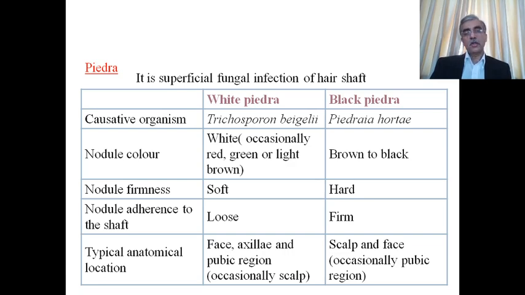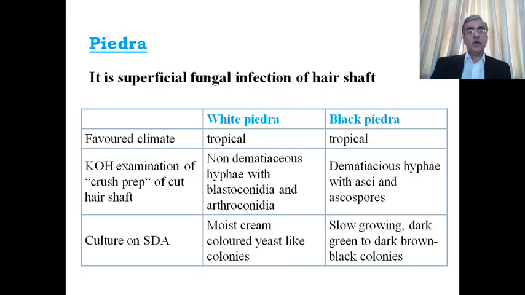The firmness of the nodule is soft in white piedra, whereas it is hard in black piedra, and nodule adherence to the shaft is loose in white piedra and it is firm in black piedra. And the typical anatomical location of this fungal infection is face, axilla and pubic area in white piedra, and occasionally scalp hair can also be involved. In black piedra, scalp and face hairs are commonly involved, whereas pubic hairs are rarely involved. We all know that it is a superficial fungal infection of the hair shaft.